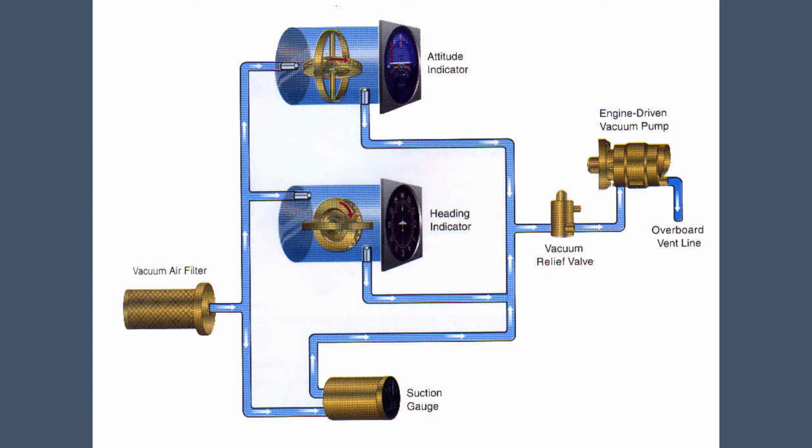Small general aviation aircraft now use an engine-driven pump to create the vacuum. The vacuum relief valve in the system prevents any positive pressure in the line from damaging the instruments. A filter ensures clean airflow.